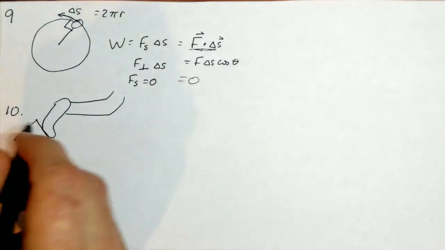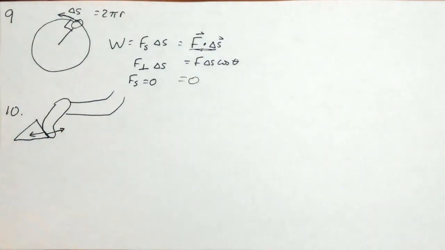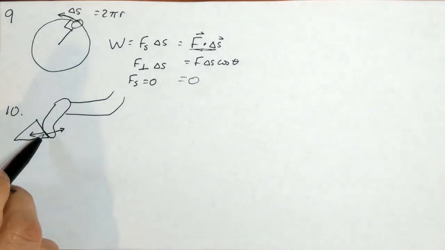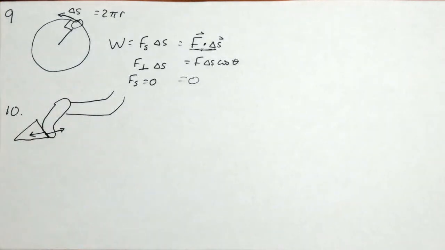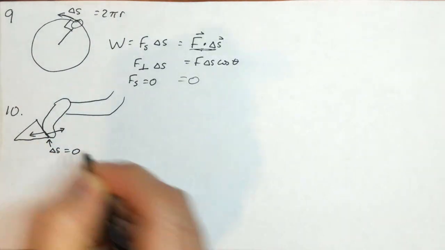Okay, now think. There's a force there. The sprinter pushes back, which by third law, the block pushes forward. But what is the displacement? Does that block go anywhere? Does the person's foot go anywhere? Okay. It doesn't. Delta S at that contact point is 0.